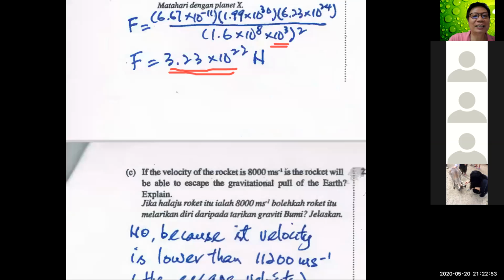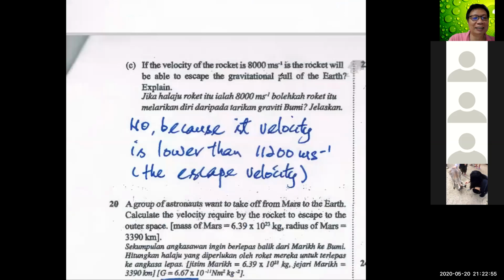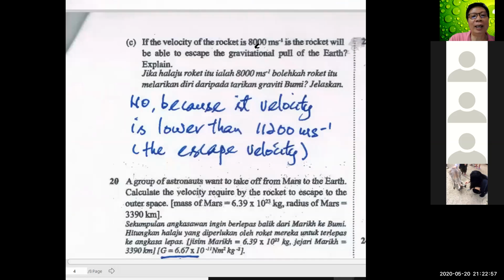Okay, part C. If the velocity of the rocket is 8,000 only, will it be able to escape? The answer is no, cannot, because its velocity is lower than 11,200, the escape velocity. Very straightforward answer. If your velocity is only 8,000, no way you can escape, because you must have minimum 11,200. So that's the answer.